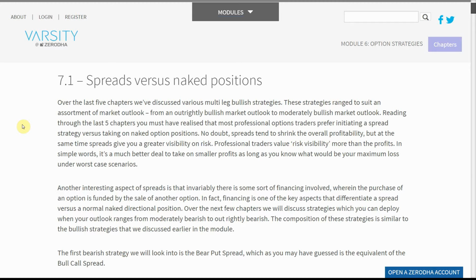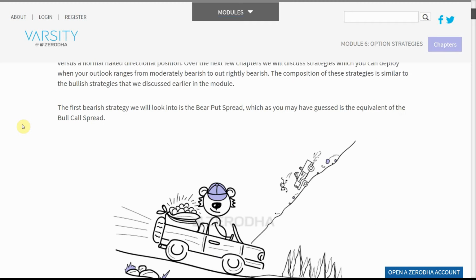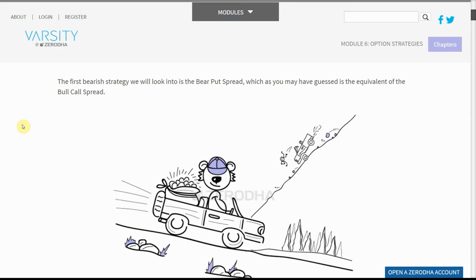Over the next few chapters we will discuss strategies which you can deploy when your outlook ranges from moderately bearish to outrightly bearish. The composition of these strategies is similar to the bullish strategies that we discussed earlier in the module. The first bearish strategy we will look into is the bear put spread, which, as you may have guessed, is the equivalent of the bull call spread.